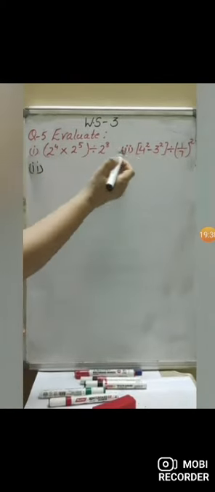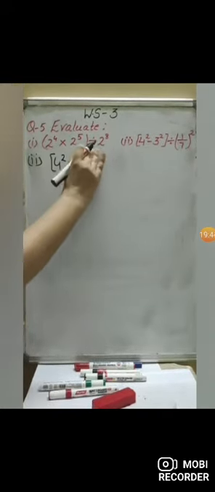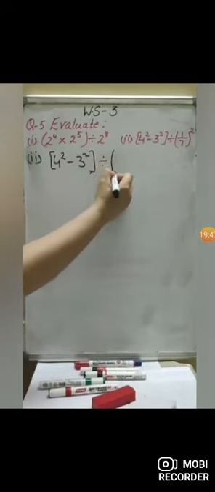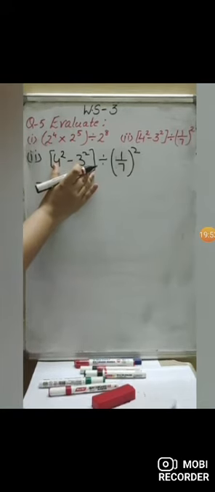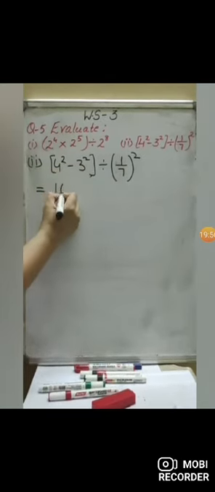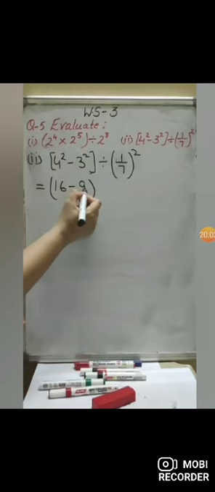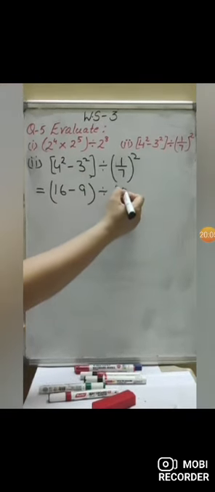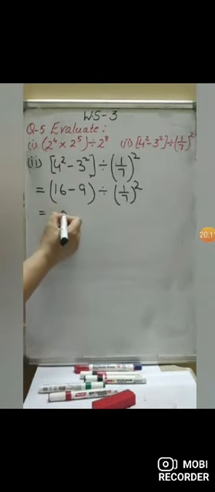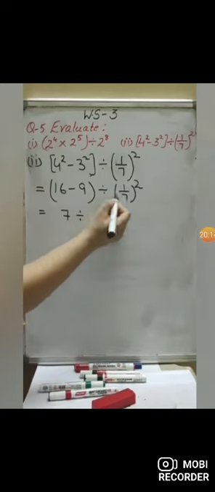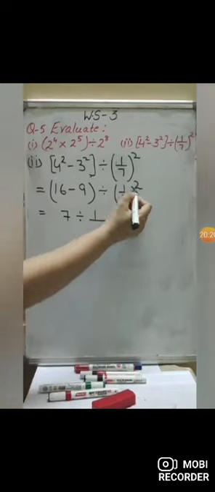Now evaluate second part. Second part is (4 square minus 3 square) whole divided by (1 over 7) whole square. So firstly solve this bracket. 4 square is 16, 3 square is 9. 4 into 4, that is 16. 3 into 3, that is 9. Divided by (1 by 7) whole square. Yes beta, 16 minus 9 will give you 7. Divided by, let's simplify it. 1 square can be written as 1 and this is 7 square.